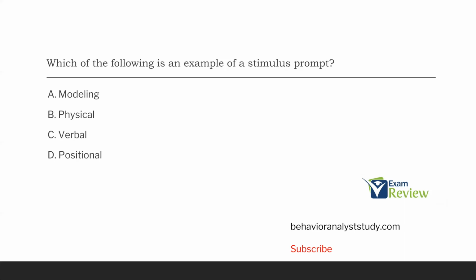Verbal prompt. Are you manipulating the stimulus? Again, no, you're telling the learner or you're giving the learner a verbal cue of what you want to see. D, positional. Positional, are you manipulating the stimulus? Yes, you are. You're moving the stimulus around the table, closer, further away, side to side. However you're doing it, you're manipulating the stimulus. Positional is going to be our stimulus prompt.